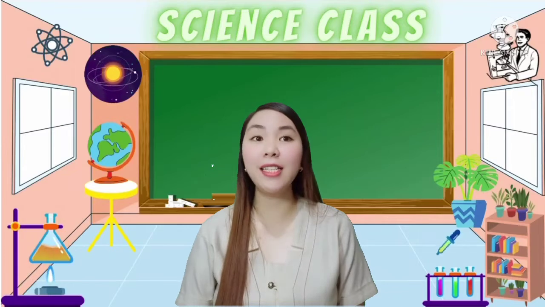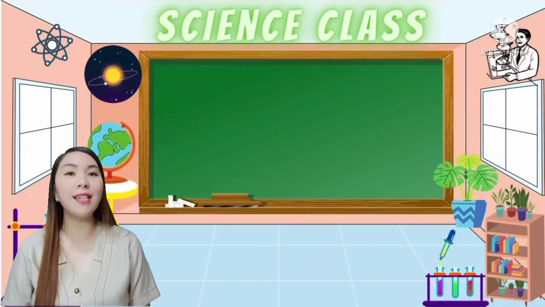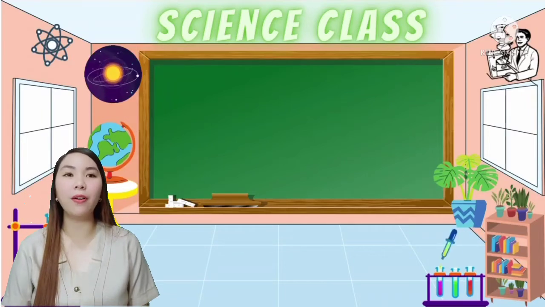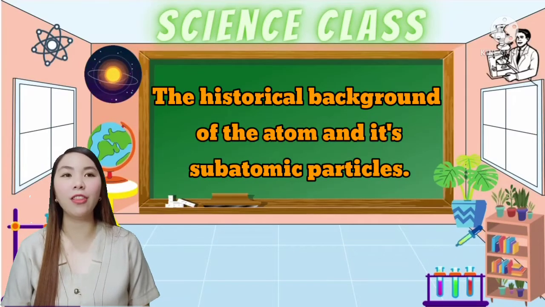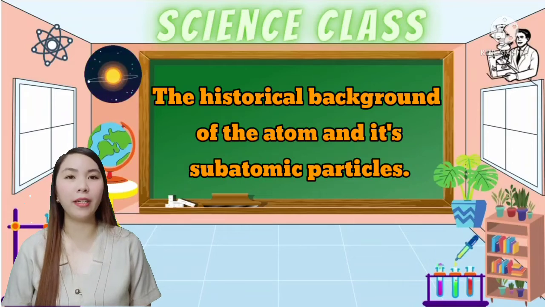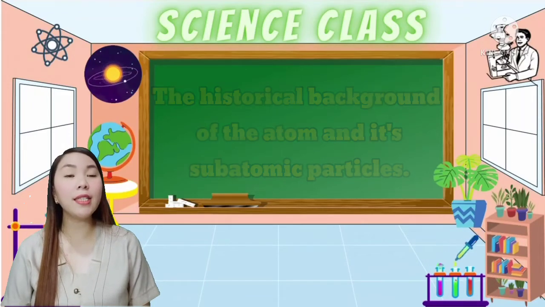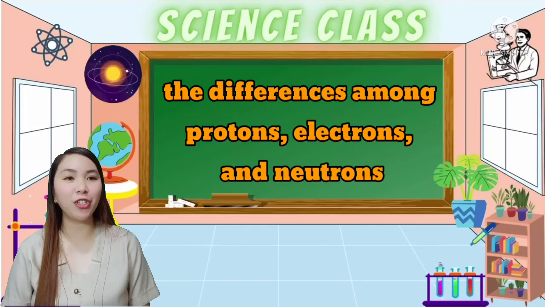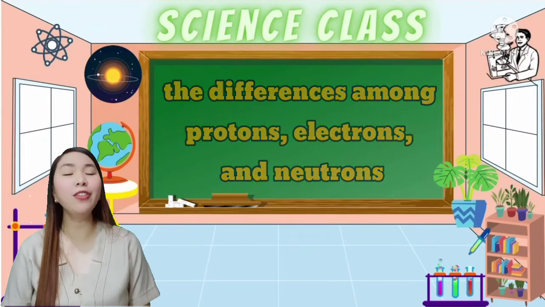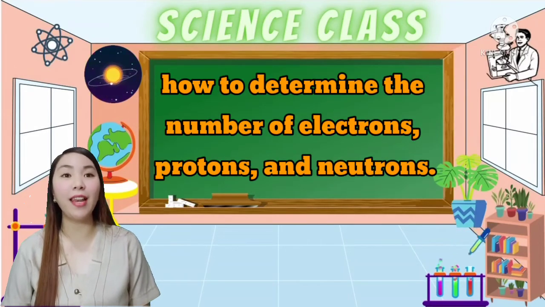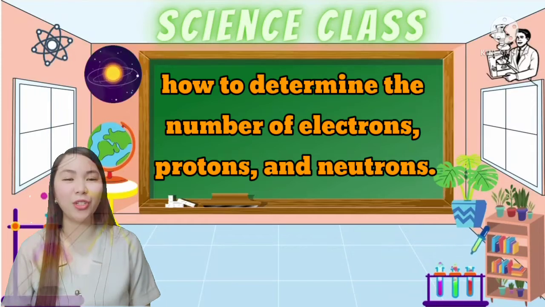You learned in the previous lesson that all matter is made up of indivisible atoms. In this lesson, you will learn about the historical background of the atom and its subatomic particles, the differences among protons, electrons, and neutrons, and how to determine the number of electrons, protons, and neutrons.